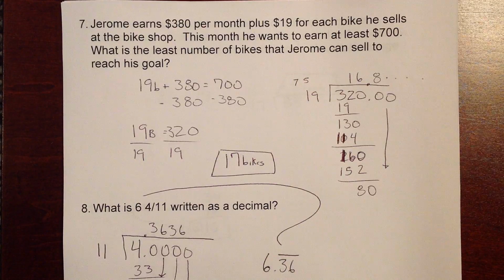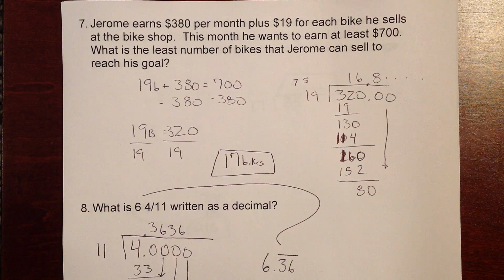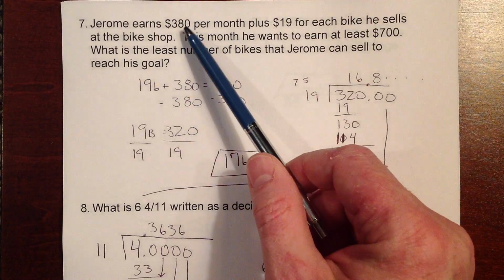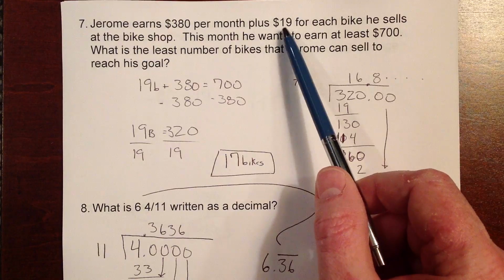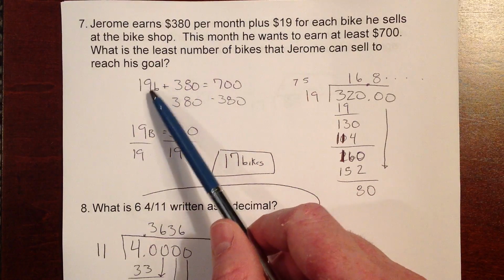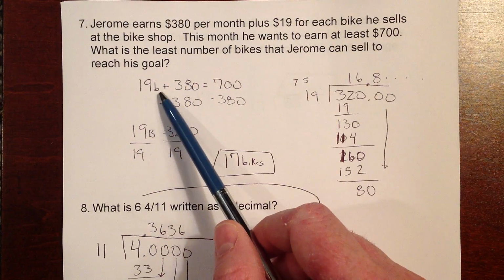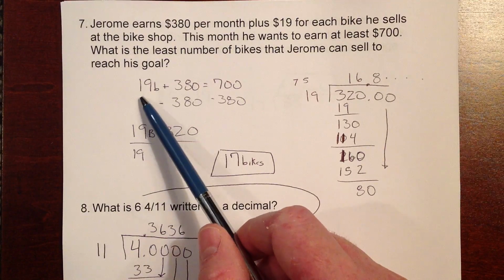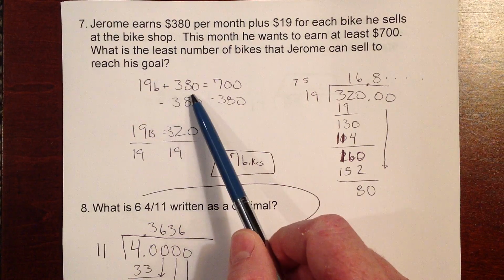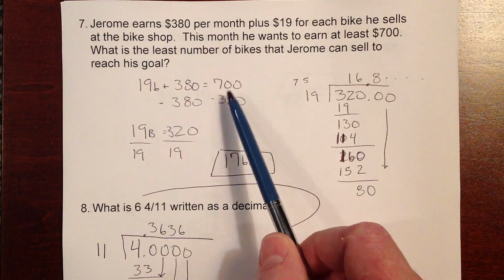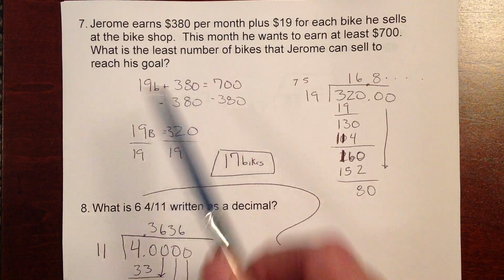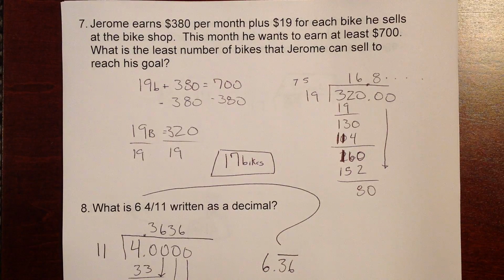And what you need to do is set this up as a 2-step equation. Just like we've done toward the beginning of the year, we have a constant here, which is $380. And then we have a variable, 19, which is the coefficient times the number of bikes he sells. $19 for every bike he sells, plus $380. And then we have to set that guy equal to 700 to see how many bikes we're going to need to sell. Okay?